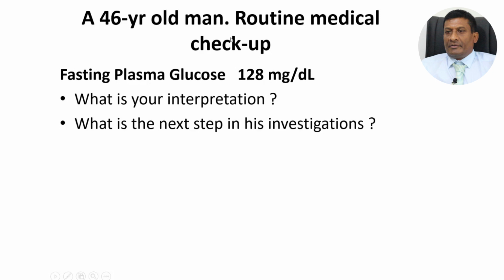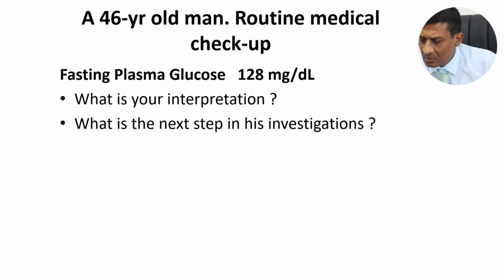Right, a 46-year-old man in a general medical checkup was found to have a fasting plasma glucose level of 128 milligrams per deciliter. What is the interpretation? And what is the next step in his investigations? I will give you a few seconds to think. Okay, we'll move to the next slide, and first we'll discuss fasting plasma glucose.